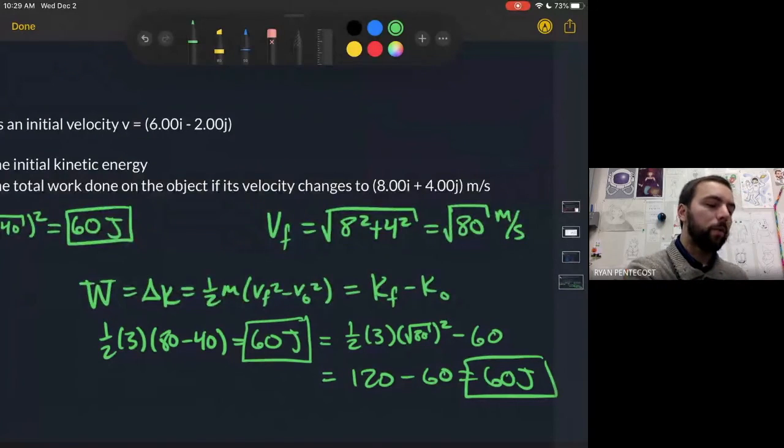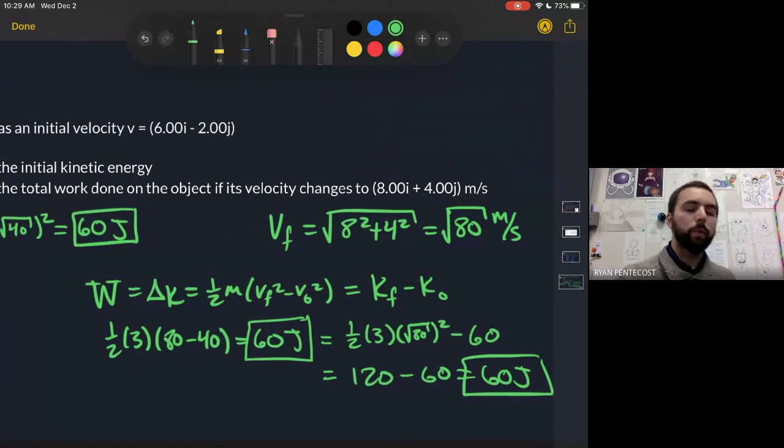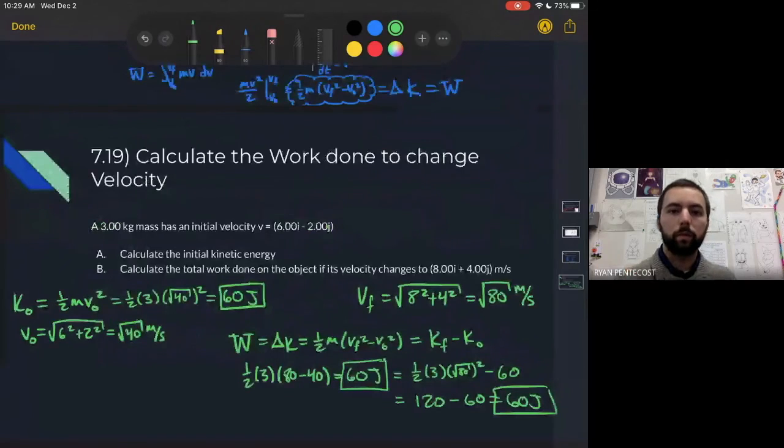So that's how we can use the work kinetic energy theorem to go back and forth between kinetic energy and work. So that's the work kinetic energy theorem. We will continue on through chapter 7 in our next video.